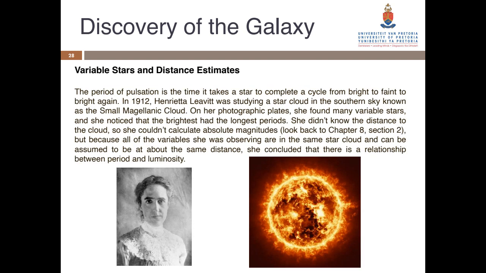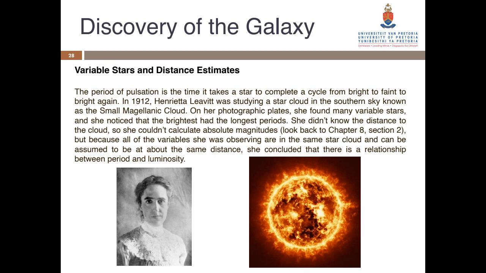The period of pulsation is the time it takes a star to complete a cycle from bright to faint to bright again. In 1912, Henrietta Leavitt was studying a star cloud in the southern sky known as the Small Magellanic Cloud. On a photographic plate, she found many variable stars, and she noticed that the brightest had the longest periods.